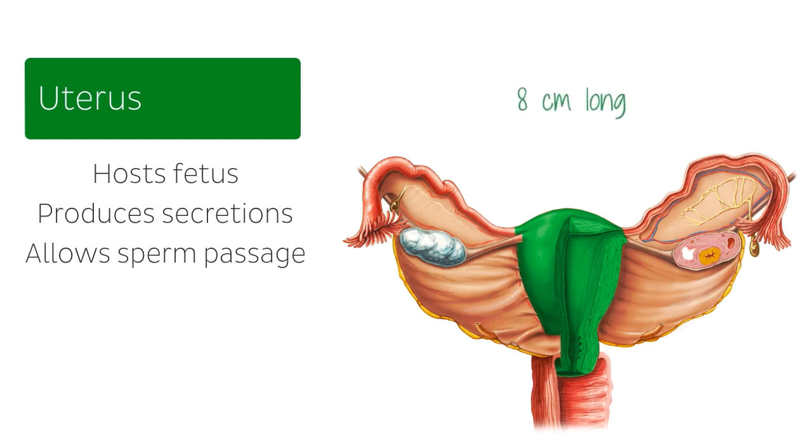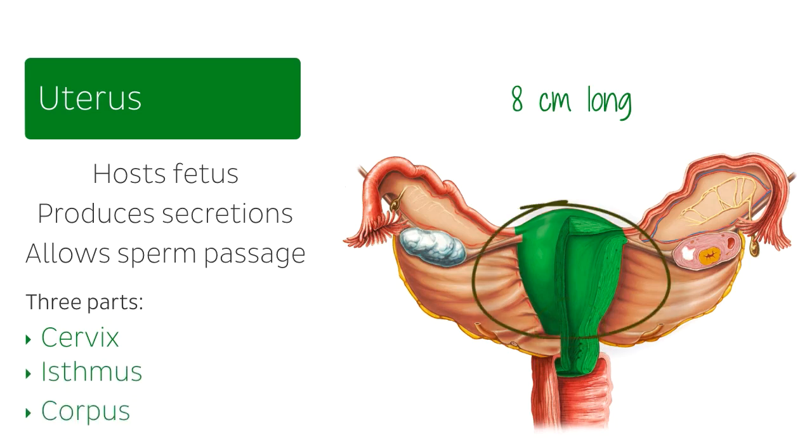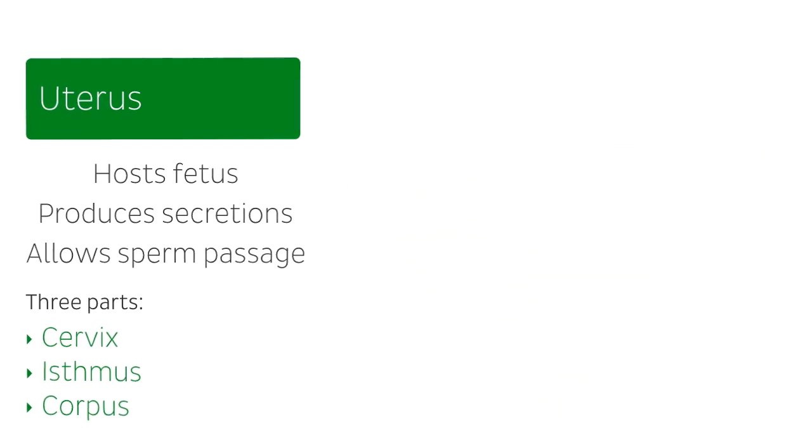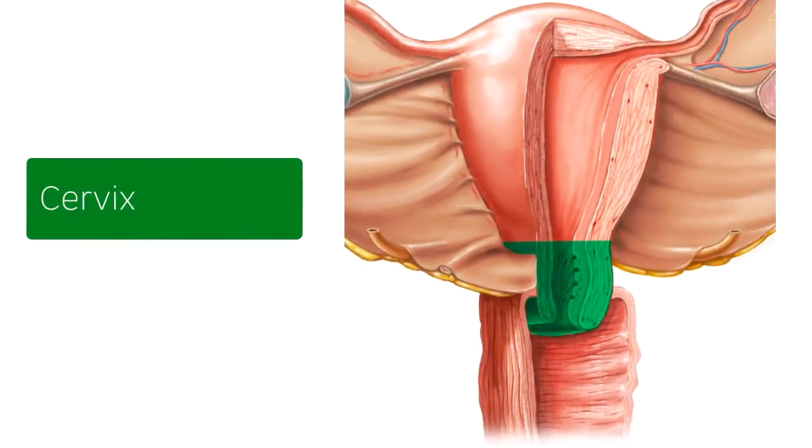The uterus is about 8 centimeters long and can be divided into 3 main parts: the cervix, which we mentioned on the slide before, the isthmus, and the corpus, or the body. The fundus is also an important part of the uterus, which we'll talk a little bit about after the first 3. Let's now take a closer look at the parts of the uterus in more detail.